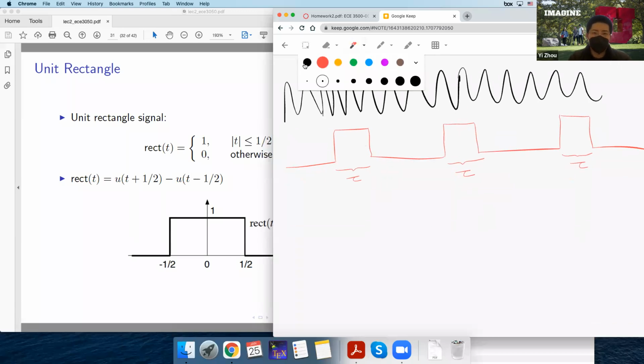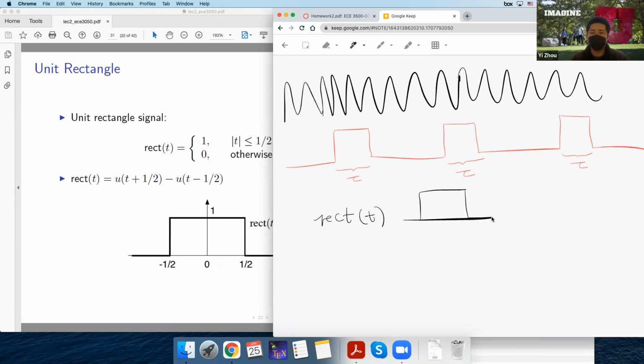So how do we do that mathematically? First of all, we have this rectangle signal, which lasts for 1 second, centered at 0. So the first step is to rescale this so that it will last for tau seconds. And to do that, I need to change 1 to tau. So the scaling factor is tau. So basically, I need to divide t by tau.